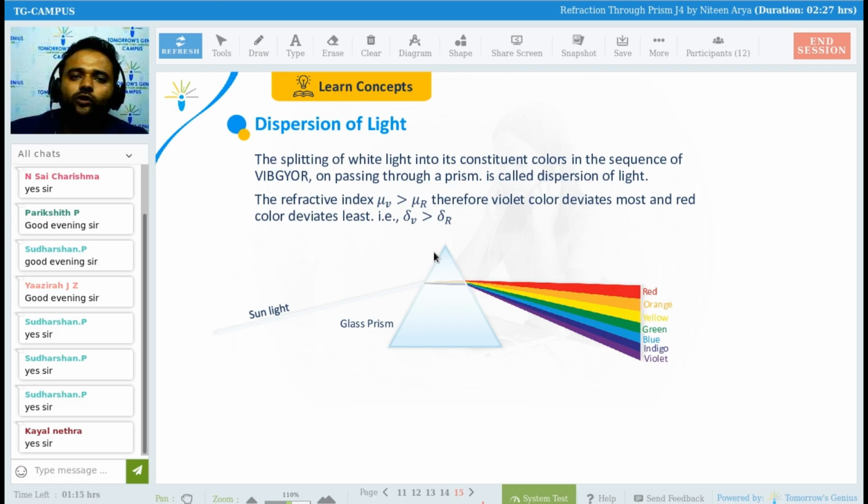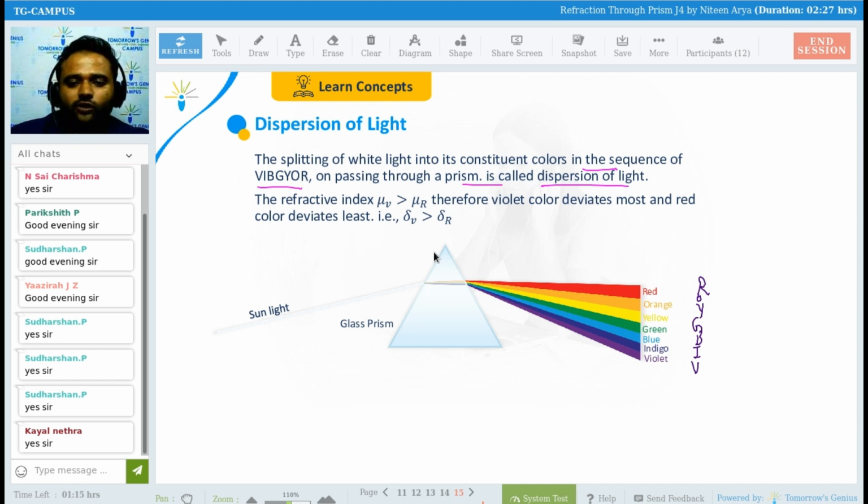So what is dispersion of light? The splitting of white light into its 7 color components is known as dispersion of light. Is this clear, everyone? It is going to be violet, indigo, blue, green, yellow, orange, red. That is the pattern. As you can see, red is going to be least deviated and violet is going to be most deviated. So simply, the splitting of white light into its constituent colors in the sequence of VIBGYOR on passing through a prism is called dispersion of light.